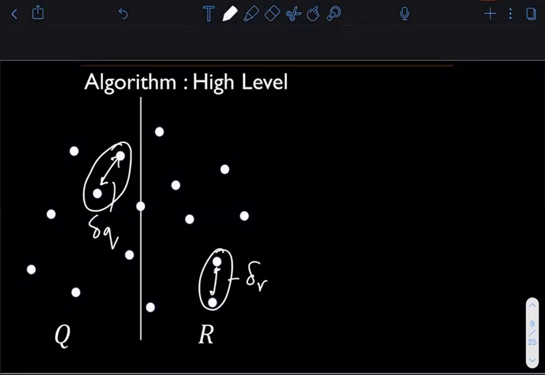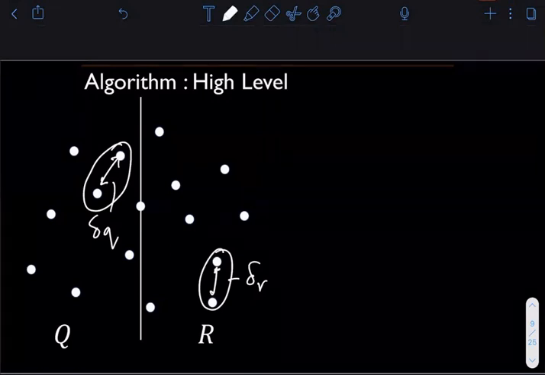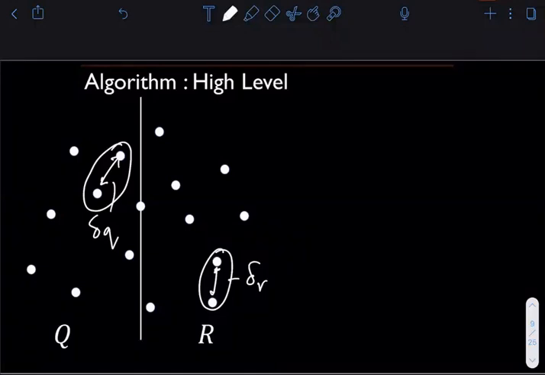So remember, p is the entire set of points. So let's say by magic your recursive routines have given you delta q and delta r. Now what is the other thing that you should do in order to be able to find the closest pair of points in the entire set p?